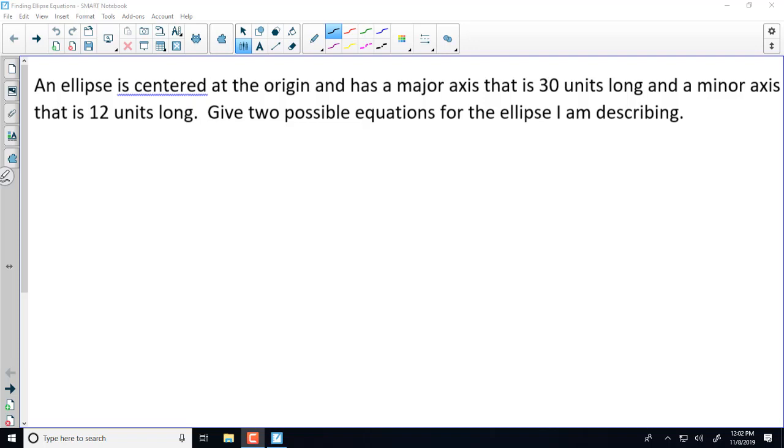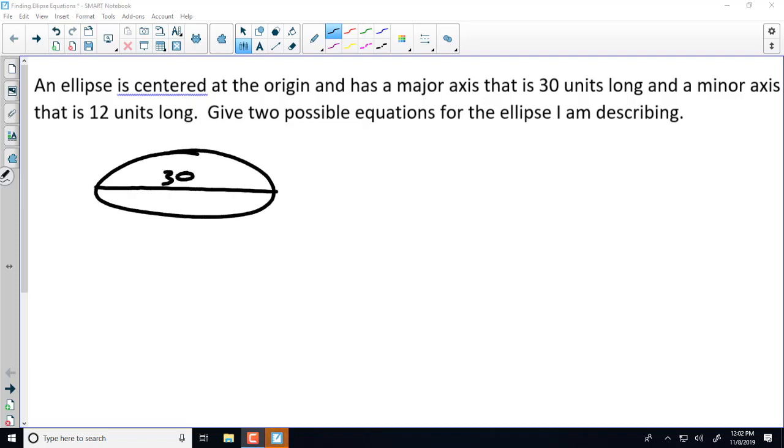The reason there's two possible equations is because I don't say which direction the major and the minor axis are going. So what we could have is the major axis going left to right, being 30 units long, or we could have the major axis going up and down and being 30 units long. So that's why there's two possible answers for this.